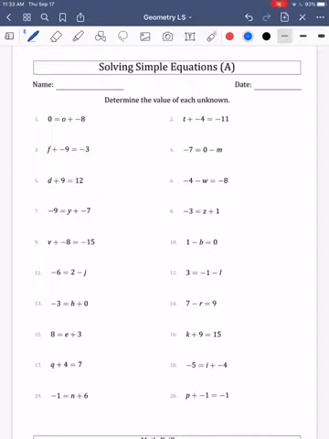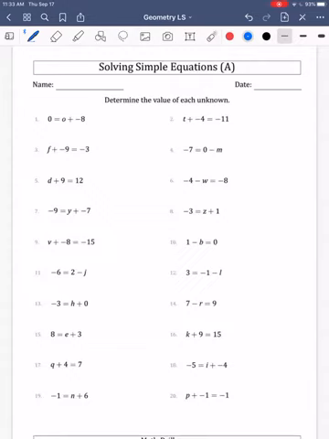Hey guys, today we are going to be going over solving simple equations. This is something that you probably have seen in the past and done many times, but it is always good to review. So the first thing we are going to do is discuss what is going on this page.